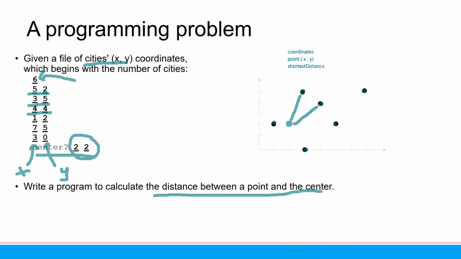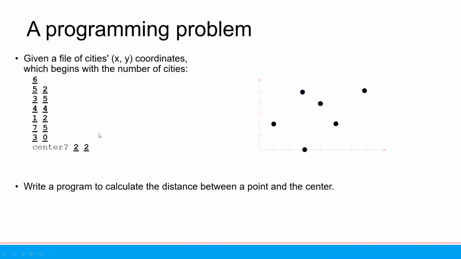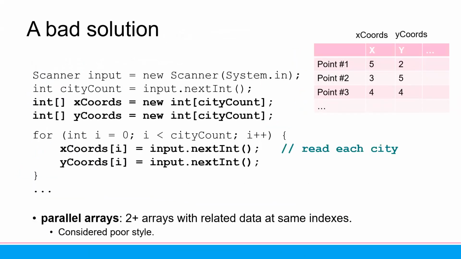So how will you write the program to calculate the distance between a point and the center? This will be one solution. You already learned about the point system in the multi-dimensional array. We use a 2-dimensional array, or in this case, I'm going to say it is a bad solution. Why is it a bad solution?